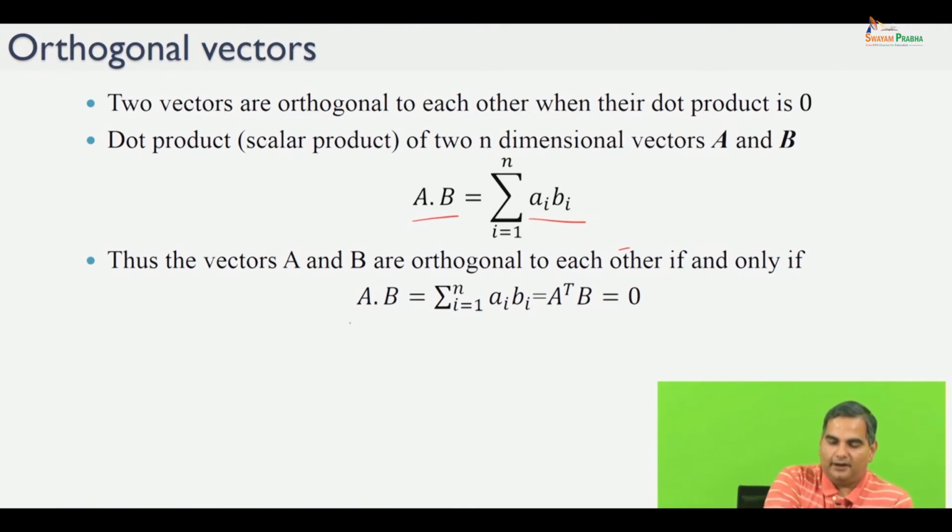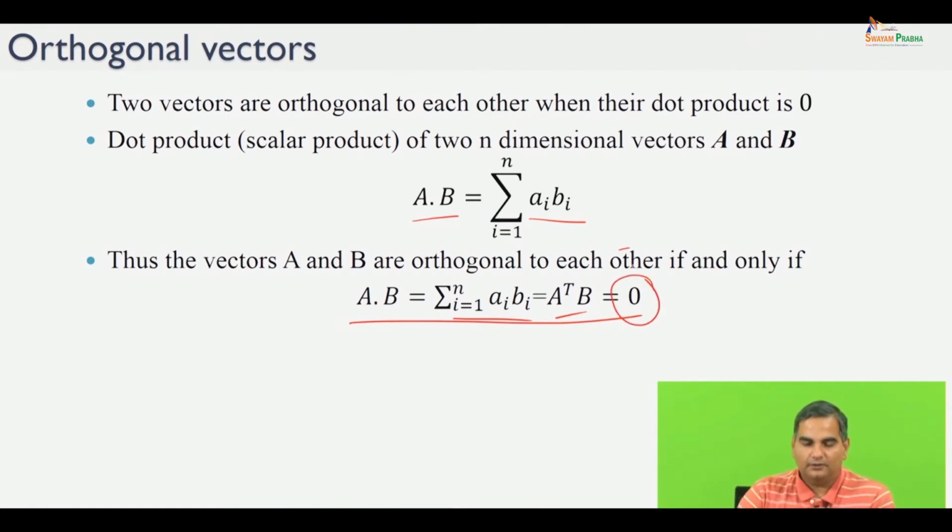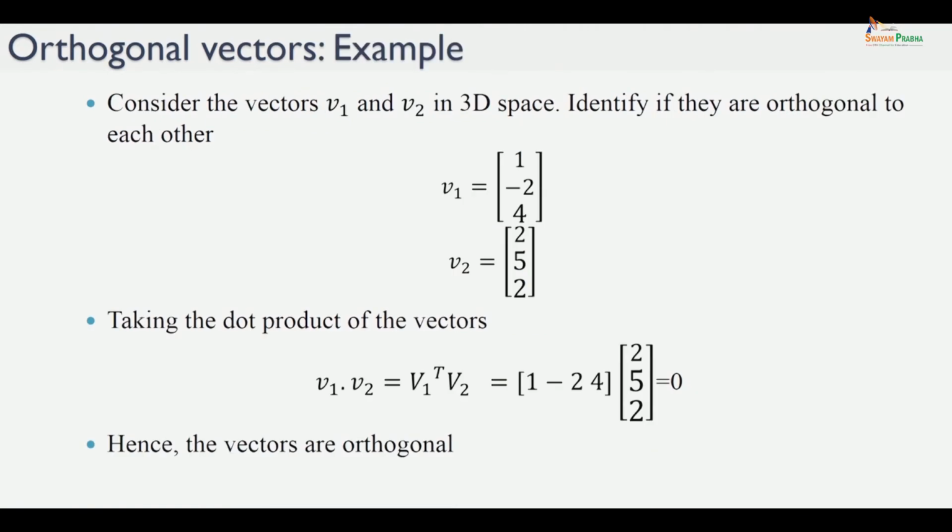This dot product, again much like the distance that we saw before, can also be written in a compact form as A transpose B. You can quite easily see that this and this will be the same, and if this dot product turns out to be 0, then we call these vectors A and B as being orthogonal to each other. So, let us take an example to understand this.